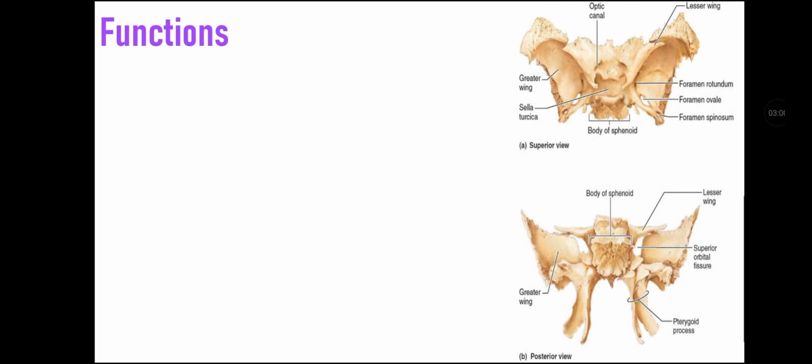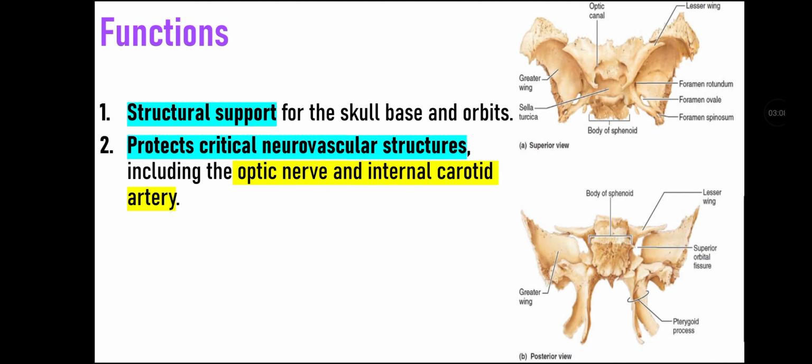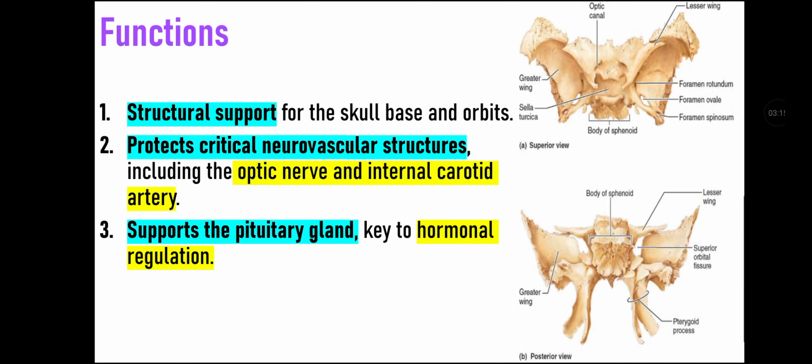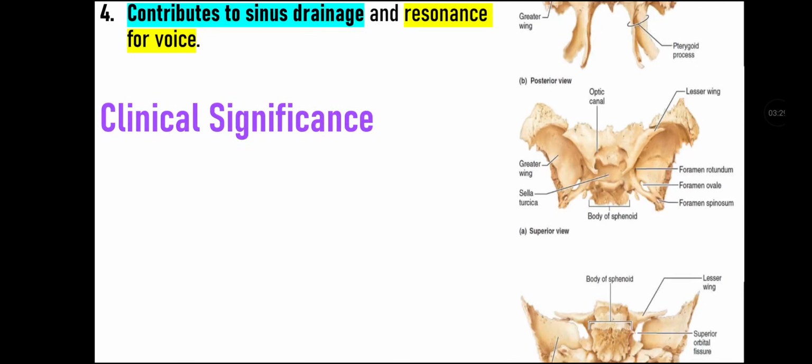Now let's talk about functions of sphenoid bone. The first function is structural support, as it provides structural support for the skull base and orbits. Second function is to protect critical neurovascular structures, which include the optic nerve and internal carotid artery. Third function is to support the pituitary gland, as it is key to hormonal regulation. And the fourth function is it contributes to sinus drainage and resonance for voice, as it has the sphenoidal air sinuses in it.